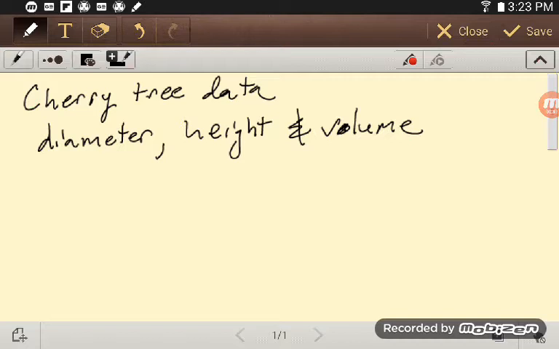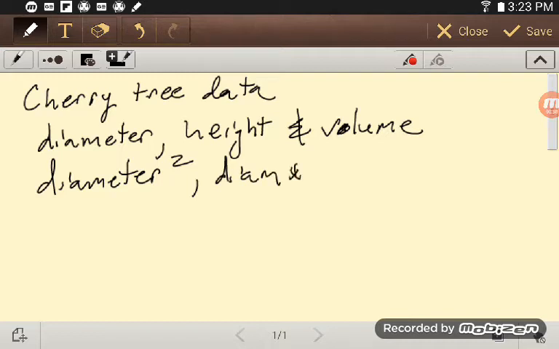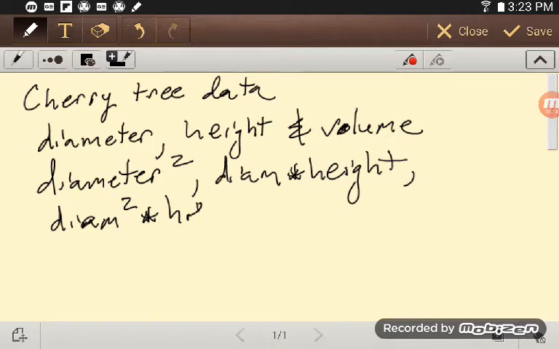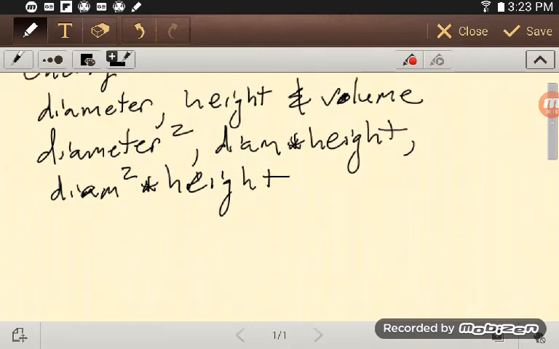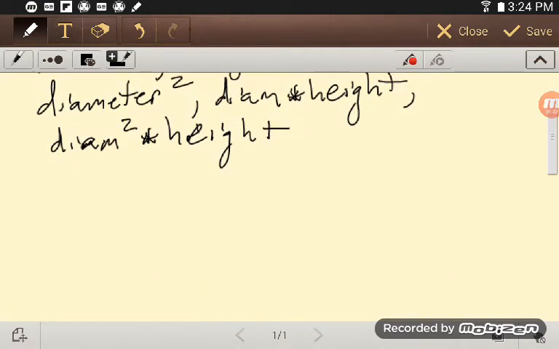Now, what I've done in the data file is I've added things like diameter squared, I've added diameter times height. You could do that yourself, but I did it for you, so it's just there. And I also have diameter squared times height. Now, what's going on with all that? Well, again, the raw data are diameter, height, and volume.